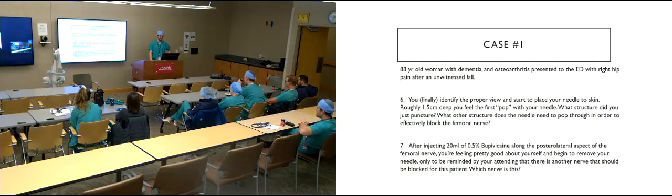So 2 pops. Good. So after injecting 20 mLs of 0.5% bupivacaine along the posterior lateral aspect of the femoral nerve, you're feeling pretty good about yourself and begin to remove your needle, only to be reminded by your attending that there's another nerve that should be blocked for this patient because she has hip analgesia. Which nerve is this? Lateral cutaneous. Lateral femoral cutaneous.